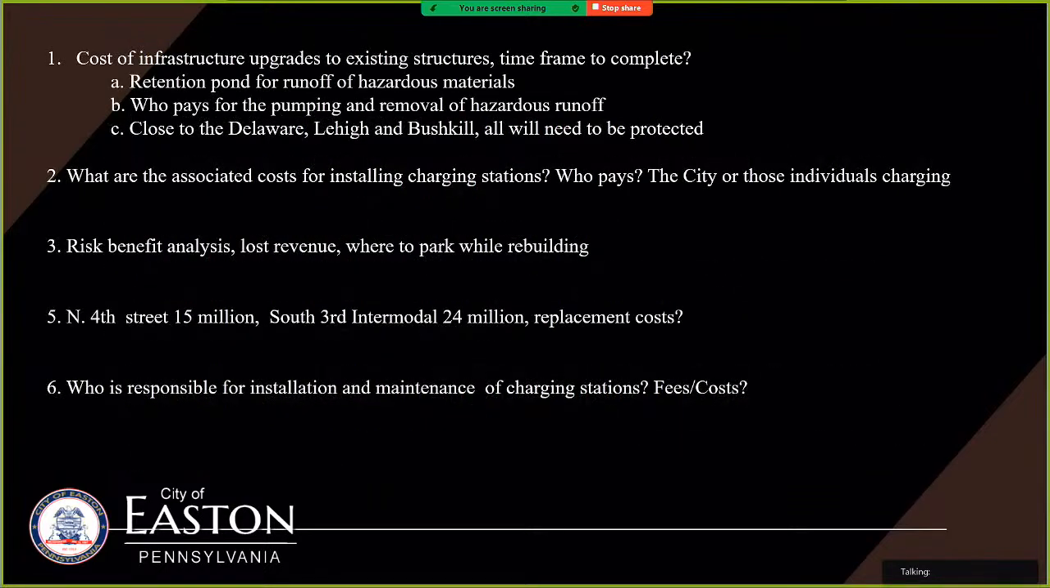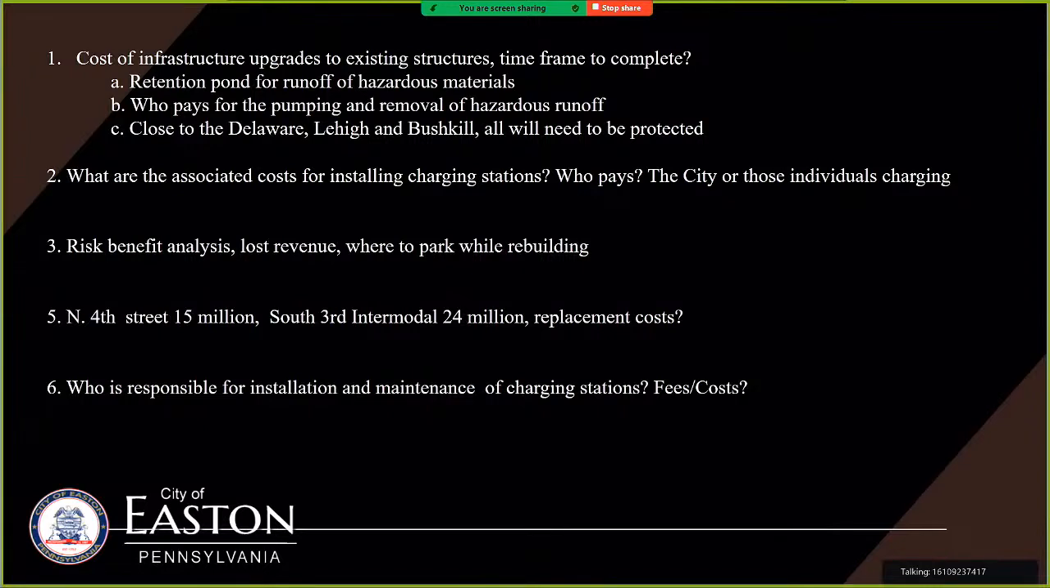So, moving on. Cost of the infrastructure upgrades. So we have class 1 standpipe back here. We'd have to upgrade that to class 2. We're probably going to need a retention pond for all the fluid that's going to be running off. We're going to have to close down all the street drains so it doesn't get into your rivers.